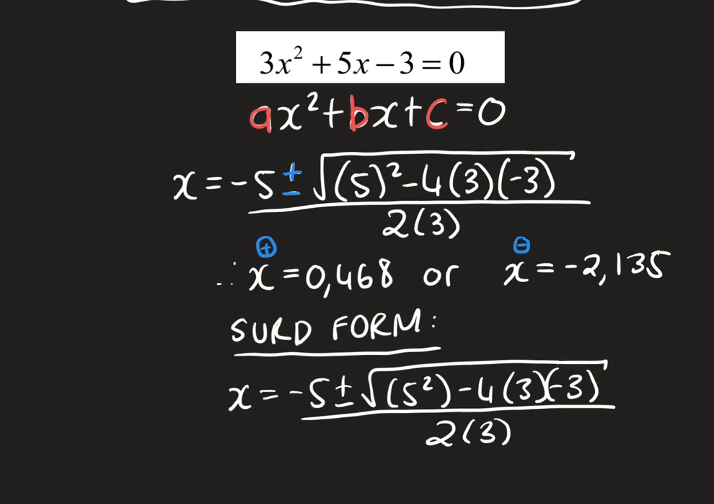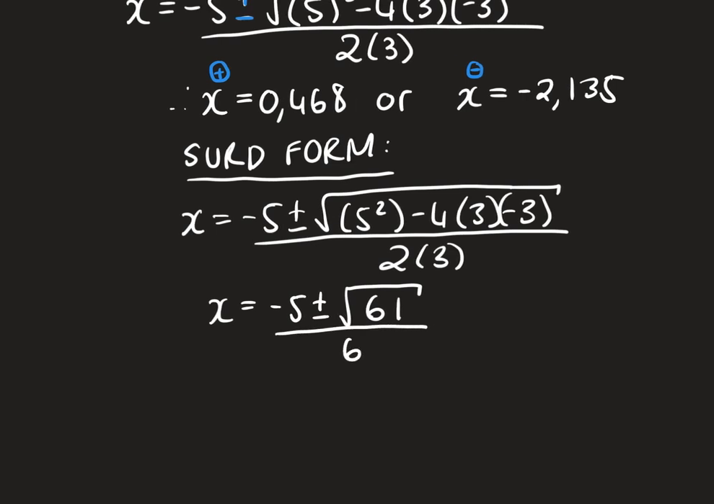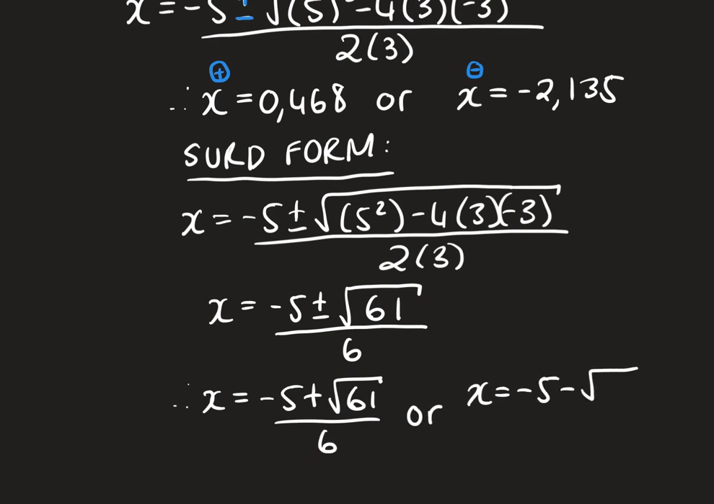Now, if I wanted to simplify this in surd form, then I would have said x is equal to minus 5 plus minus. I would have put everything that's under the square root, so I would have put this whole thing into my calculator, and I would have gotten square root of 61, which is obviously a number that can't be square rooted, hence it being a surd. And then that's all over 6. And if I wanted to represent my two answers, I would say minus 5 plus the square root of 61 all over 6, or x is going to equal minus 5 minus the square root of 61 all over 6.